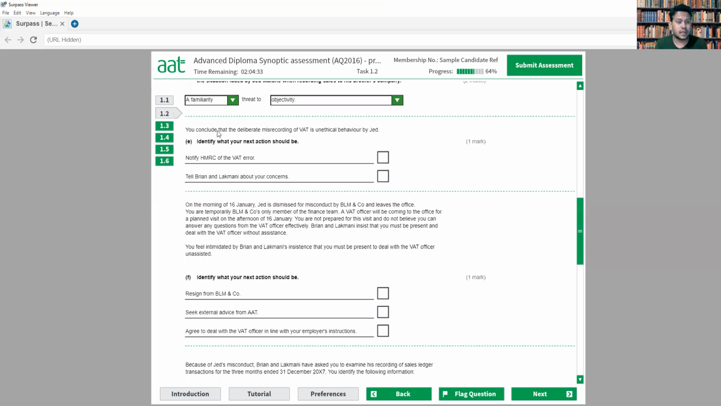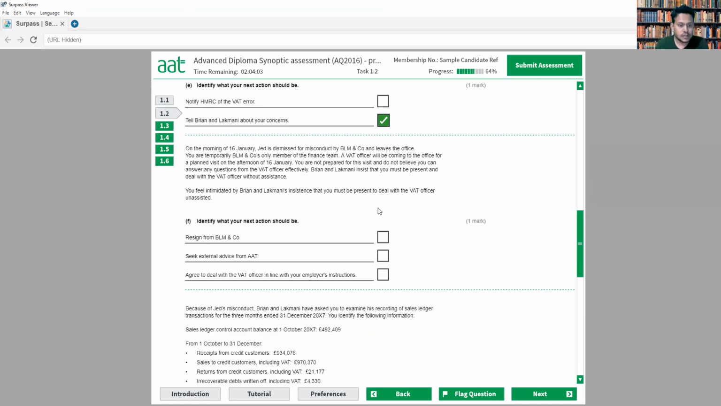The next one we have here: you conclude that the deliberate, intentional misrecording of VAT is unethical behavior by Jed. So what Jed is doing is unethical because he is intentionally misrecording the VAT. Identify what will be your next action. Remember, any action you take, we have to discuss with the owner or the director first. So you're going to say, tell Brian and Lakmani about the concern. Don't tell HMRC about anything. All right, the next one we have here.